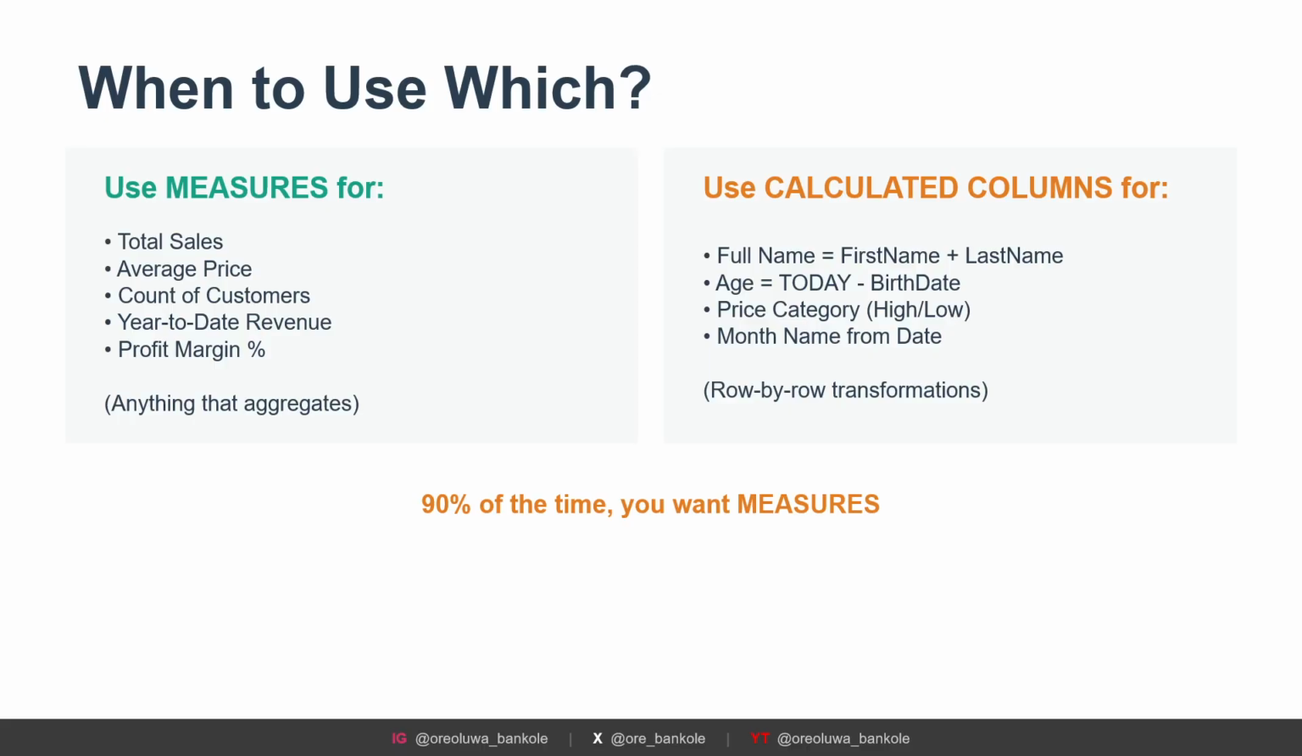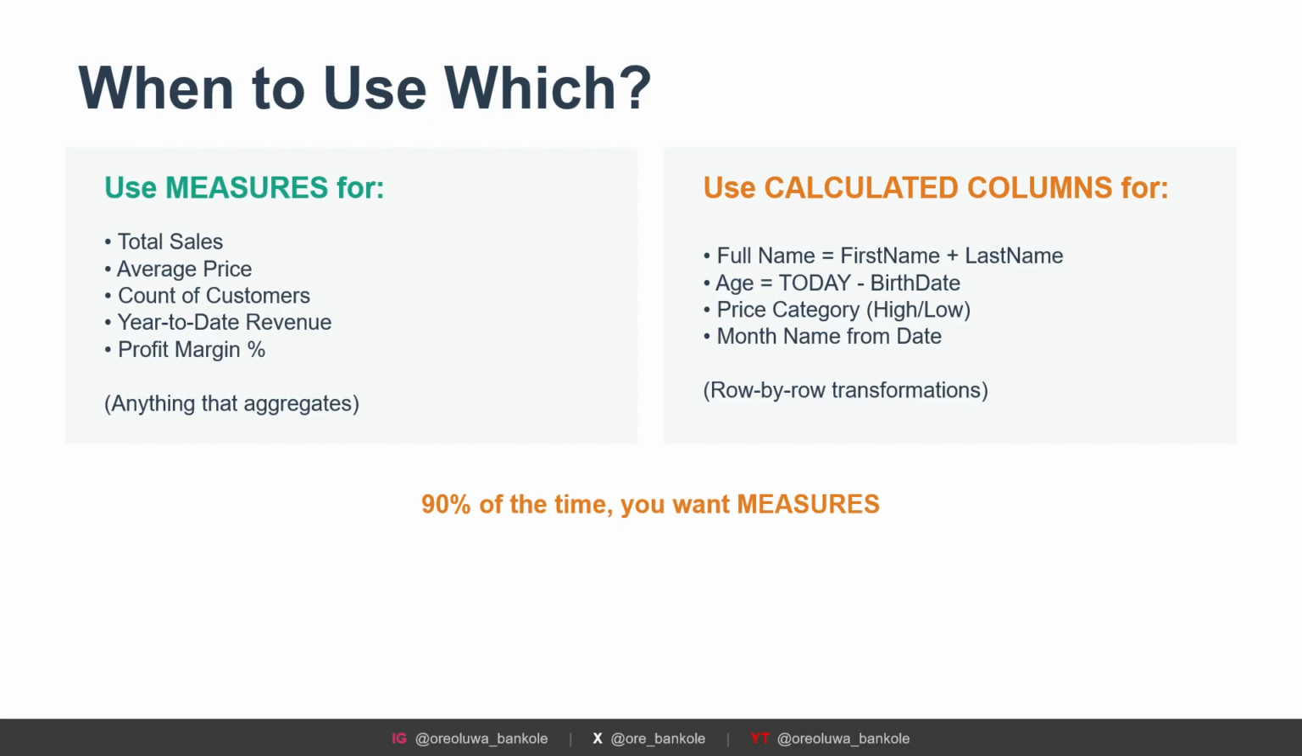So when do you use a measure, and when do you use a calculated column? A measure can be used when I want to find the total sales, which is aggregate data. I want to find the average price, the number of customers, year-to-date revenue, the profit margin. Anything that is summarizing or aggregating, use measures for that.